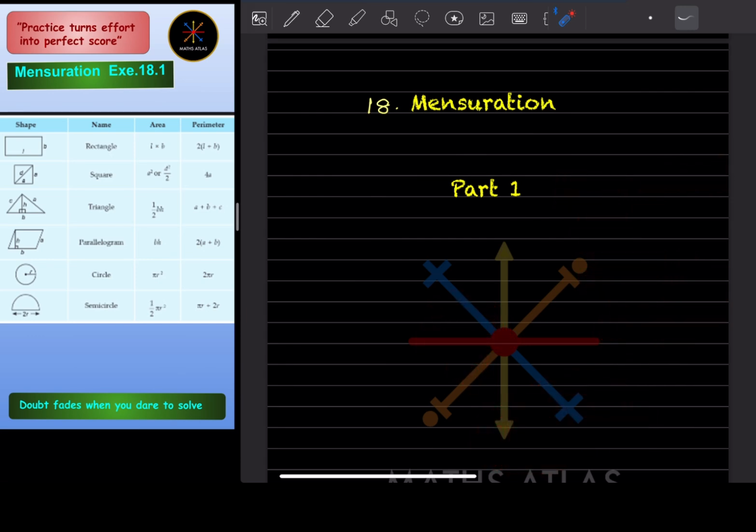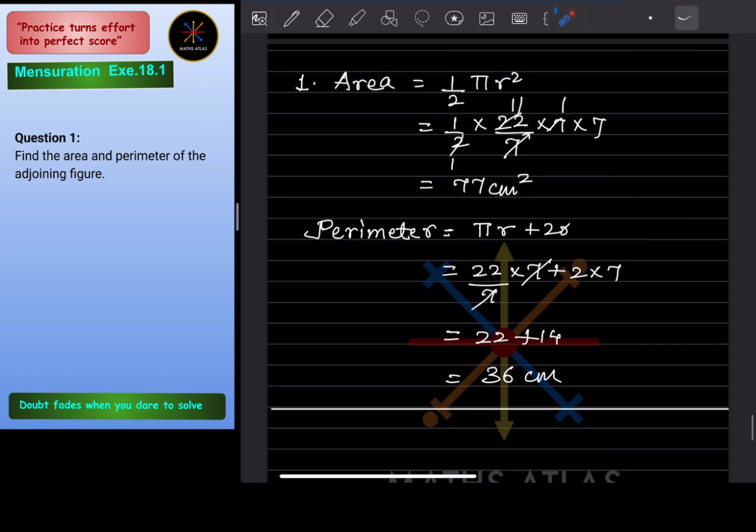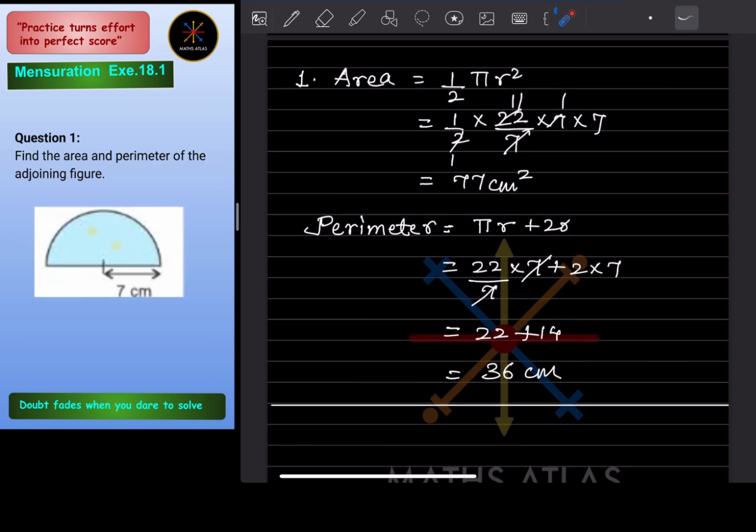So now let us start with the exercise. Question number 1, find the perimeter of the adjoining figure. This is the figure given. You can have a look at the question on the left hand side. This is the figure, this is the semicircle.